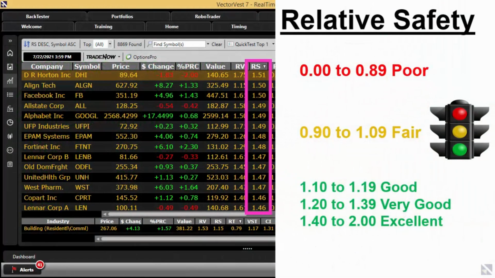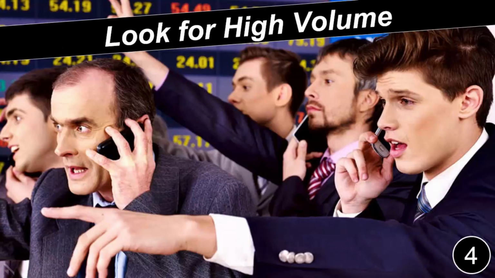RS is on a 0 to 2 scale, and here you see the rating system. Basically, the higher above 1.0 you get, the better it is for your bullish trades. The lower below 1.0 you get, the better it is for your bearish trades. So remember, key principle number 3 of checking the earnings engine, and use EPS and relative safety to help you identify your stocks. Key principle number 4 is to look for high volume.